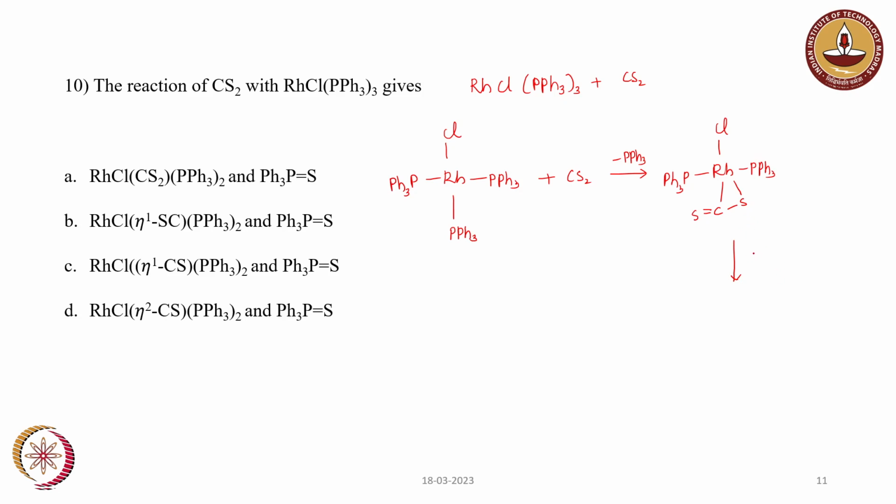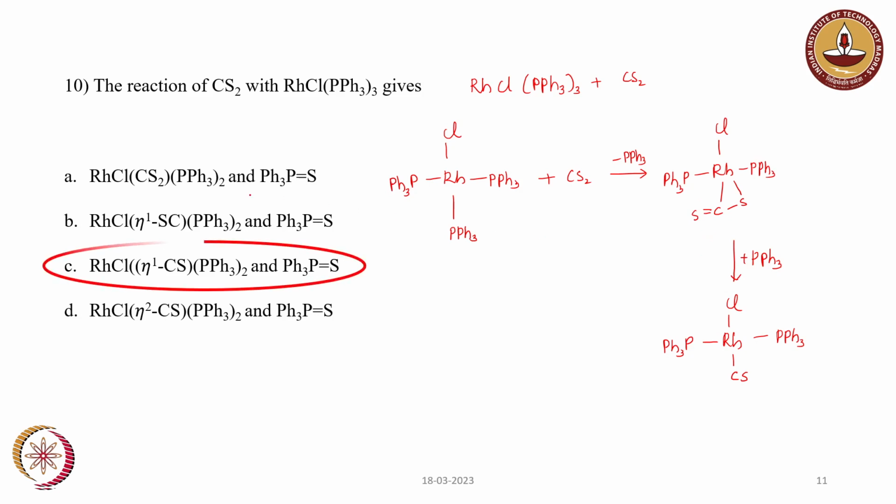So it will be RhCl, PPh3, PPh3 and CS. So one of the carbon sulfur bonds will be broken and it will form a bond with PPh3. So the answer is option C, RhCl eta 1 CS, PPh3 twice and PPh3 double bond S.